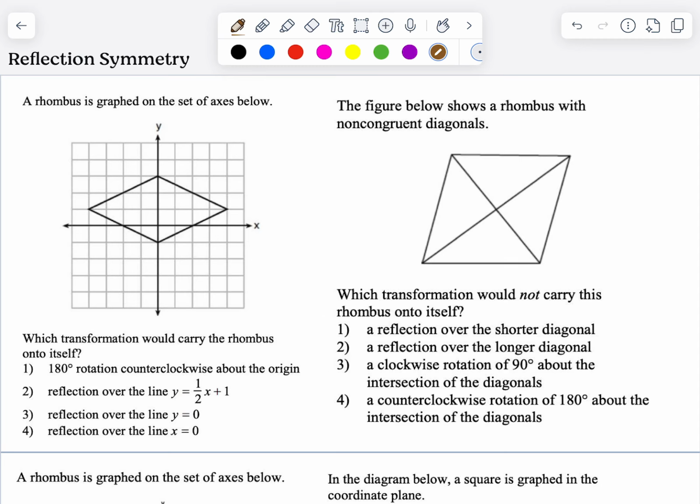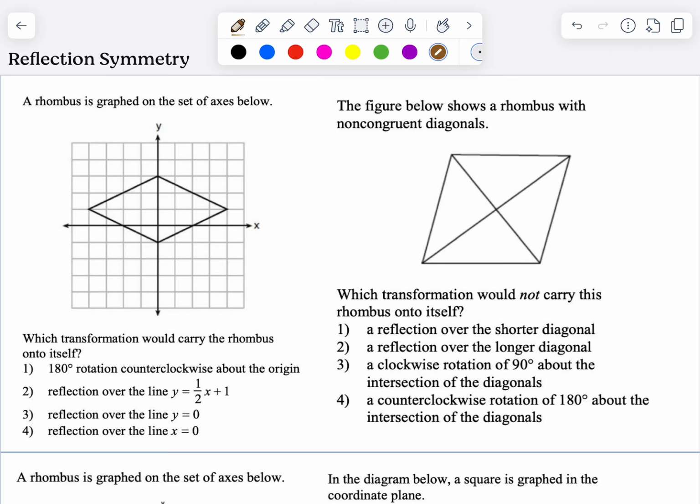In this video, we're going to talk about mapping a figure onto itself, specifically with reflections. Rotations might come up a little bit, but for more on rotational symmetry and mapping a figure onto itself with rotations, please see the rotations weekly recap video.